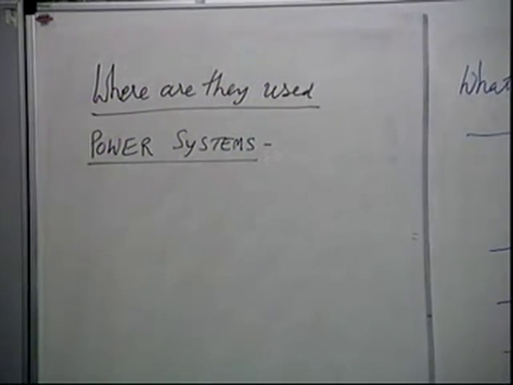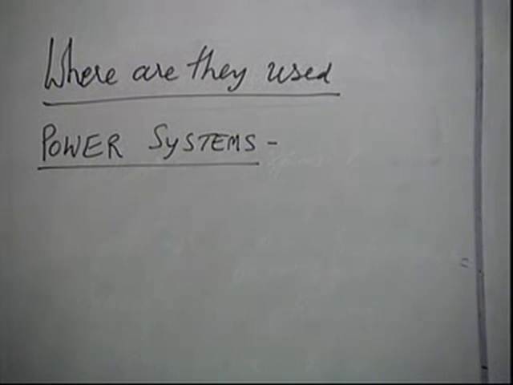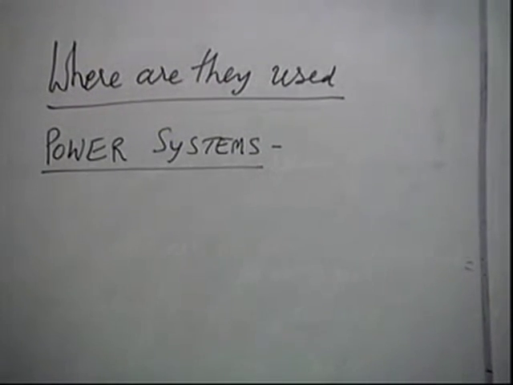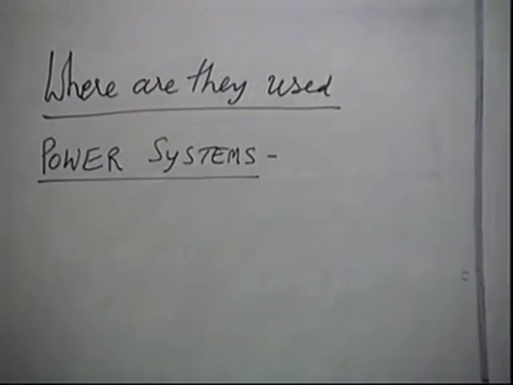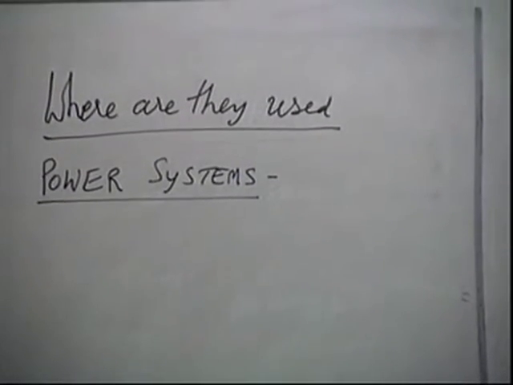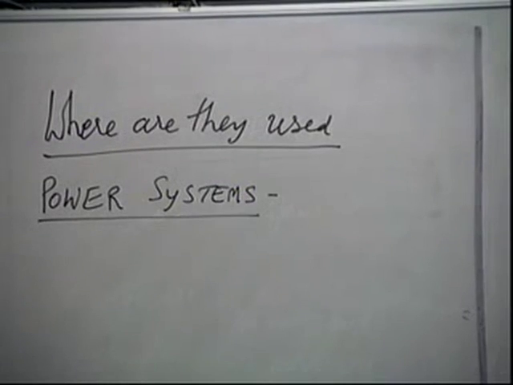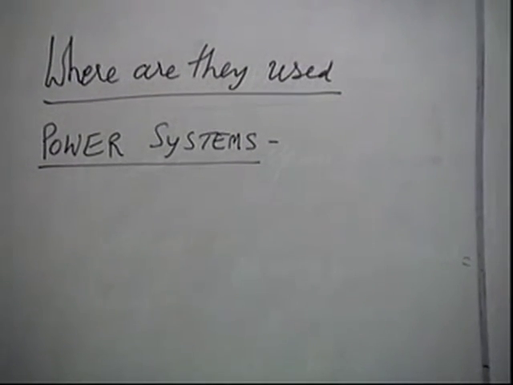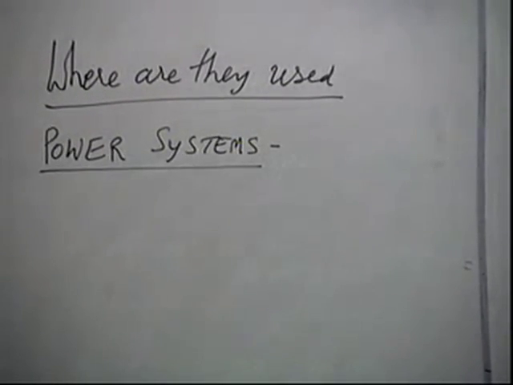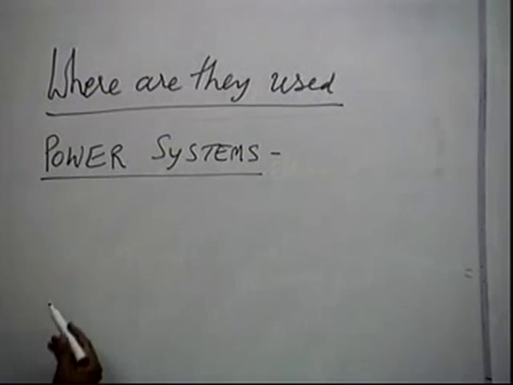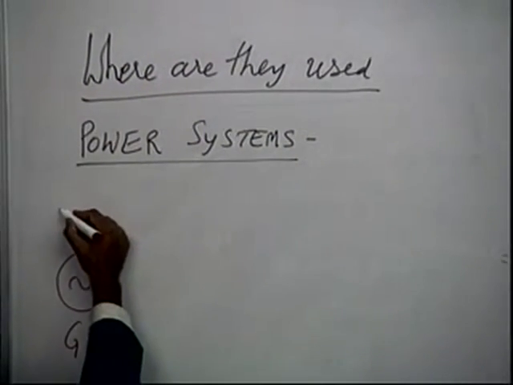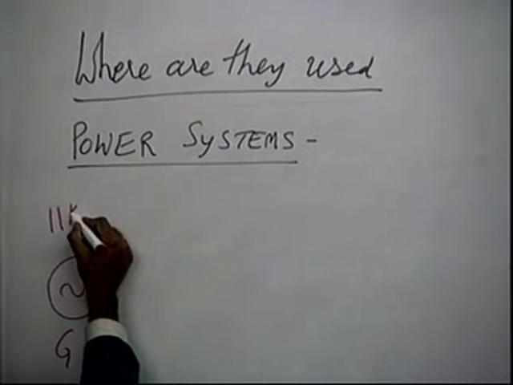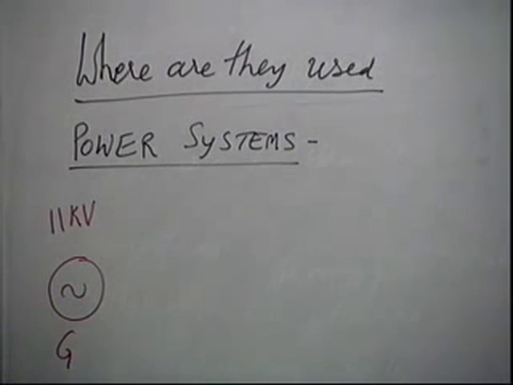In power systems they are used because this transformer is the one which facilitates the generation of voltage at an optimum frequency, optimum voltage, transmission at an optimum voltage, then the distribution at an optimum voltage and utilization at an optimum voltage. So typically, for example, you can have a generator. Large generators may be producing at about, say, 11 kV.